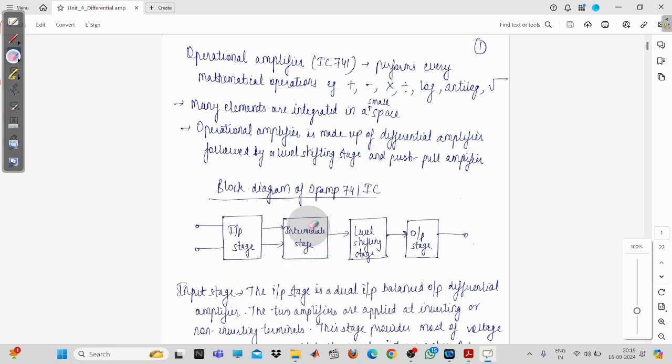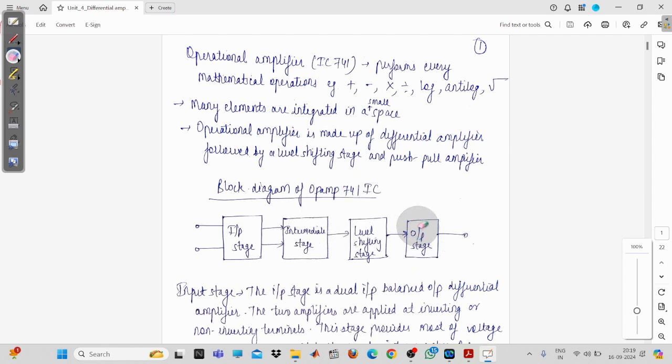Now, as you know, the operational amplifier is made up of four important stages. The first stage is the dual input balanced output differential amplifier. Then the second stage is the dual input unbalanced output differential amplifier. The third one is the level shifting stage, and the fourth one is the output stage.